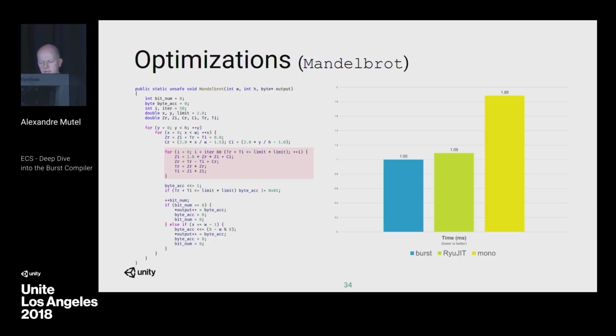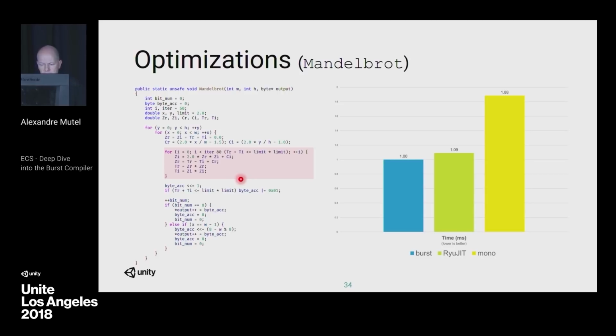So RyuJIT is now 10% slower than Burst, and Mono is almost 2 times slower than Burst. And what's often important in a compiler is to optimize the innermost loop. And in the case of Mandelbrot, that's the loop that is here. That's the loop that is going to iterate on the elements and pick up the values that reach a certain limit. And this loop is going to run for each pixel in the Mandelbrot set.